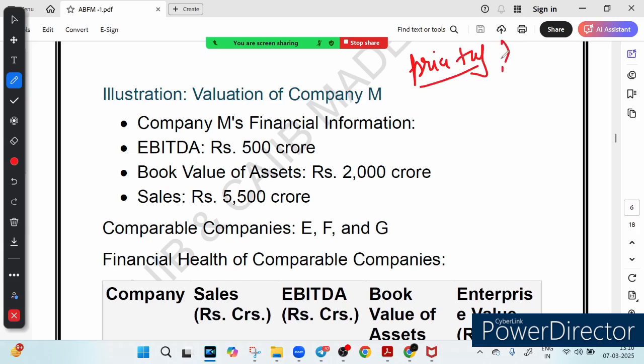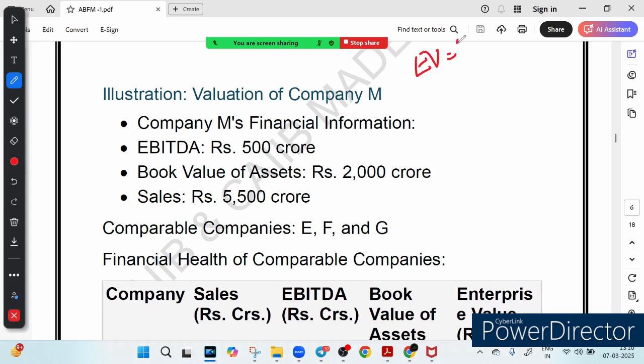So let's look at some data like EBITDA, which is earnings before interest, tax, depreciation, and amortization, which is 500 crore. Book value of asset is 2000 crore. Sales, which is the revenue, is 5500 crore. You can think of these numbers as the key ingredients based on which we can cook up the valuation. Now this is step number 1.